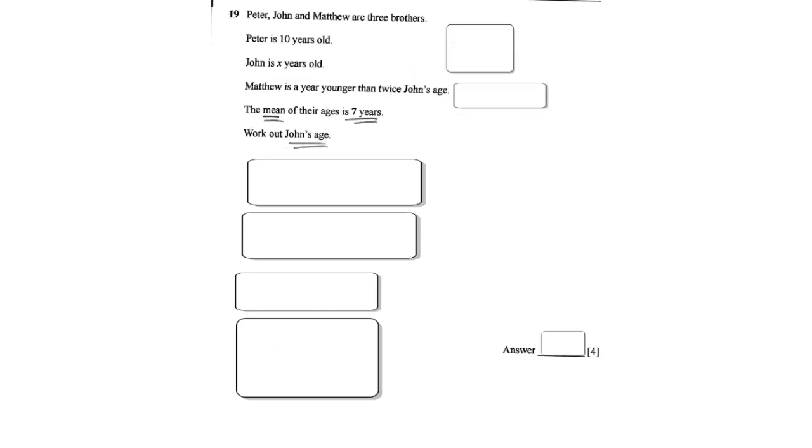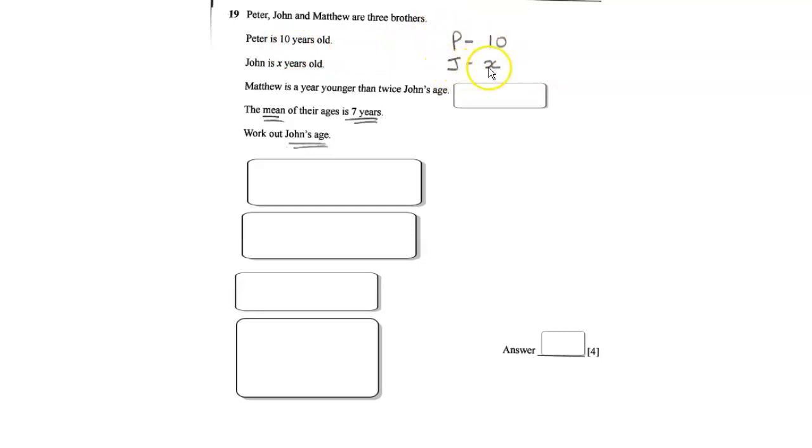So question 19, it says Peter, John and Matthew are 3 brothers. Peter is 10 years old, John is x years old, Matthew is a year younger than twice John's age. The mean of their ages is 7 years. Work out John's age. So first of all, we want to write these down. So we're writing that Peter is 10.